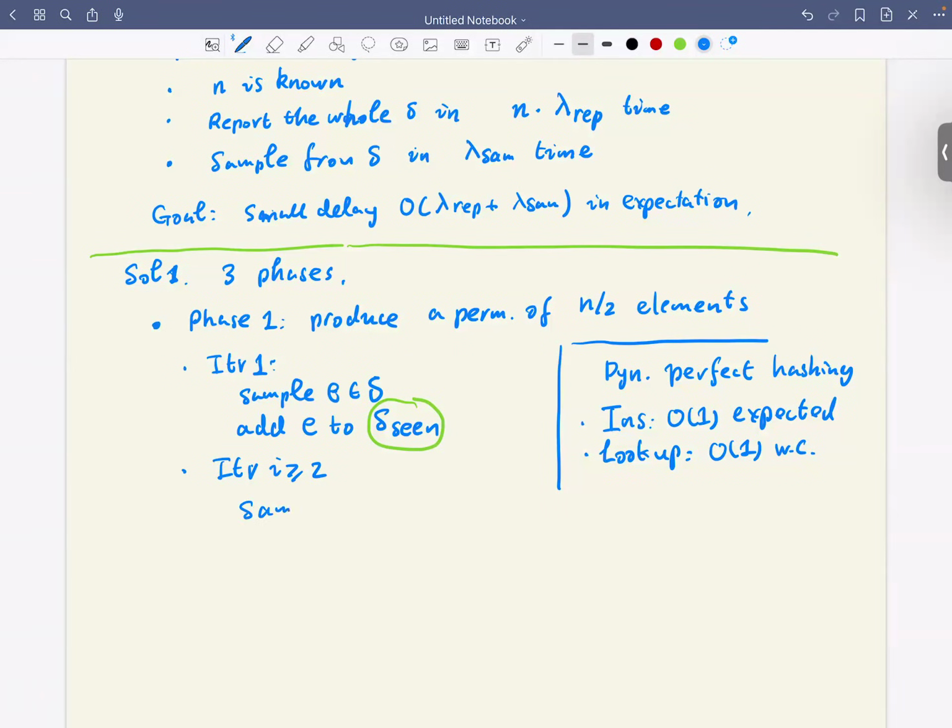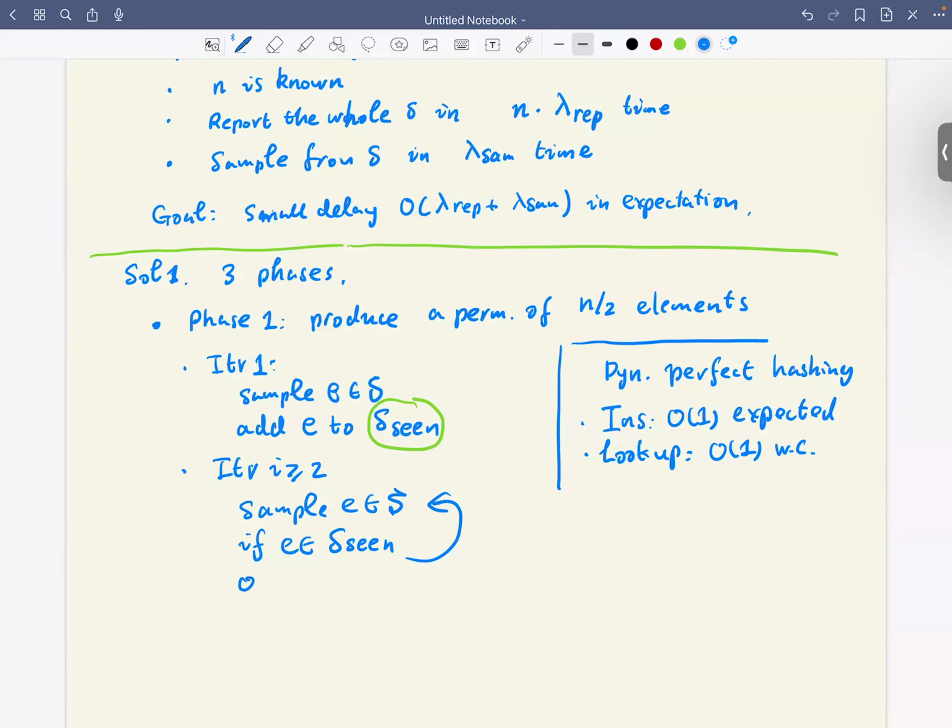You sample, again, an element from S. But different from the first iteration, you cannot really output this element right away, because it's possible that this element has already been seen before. So how do you check? Well, you have this lookup functionality there. So if E is in S seen, then you go back. So you have to take another element. You see what I'm saying?